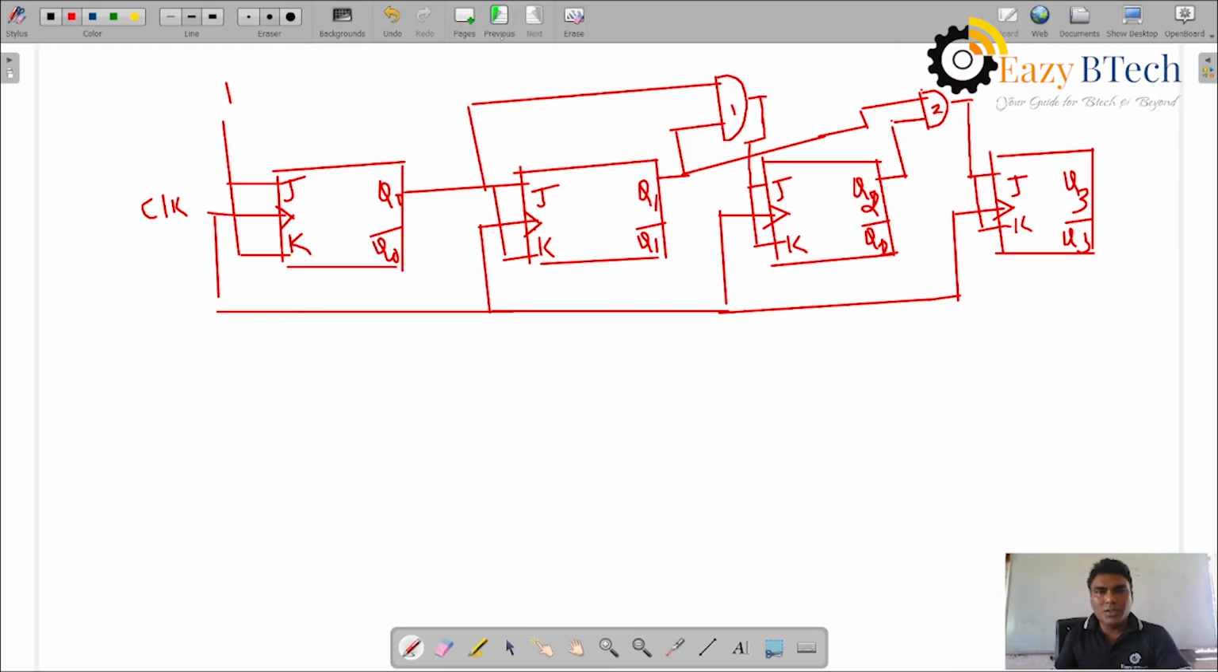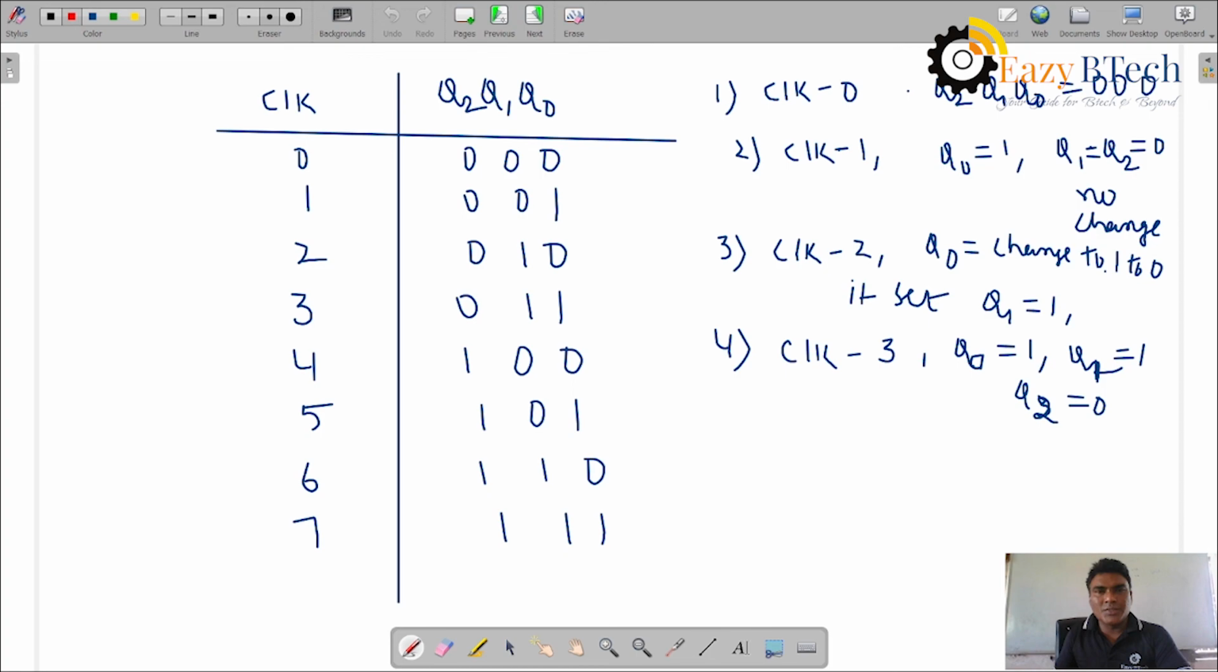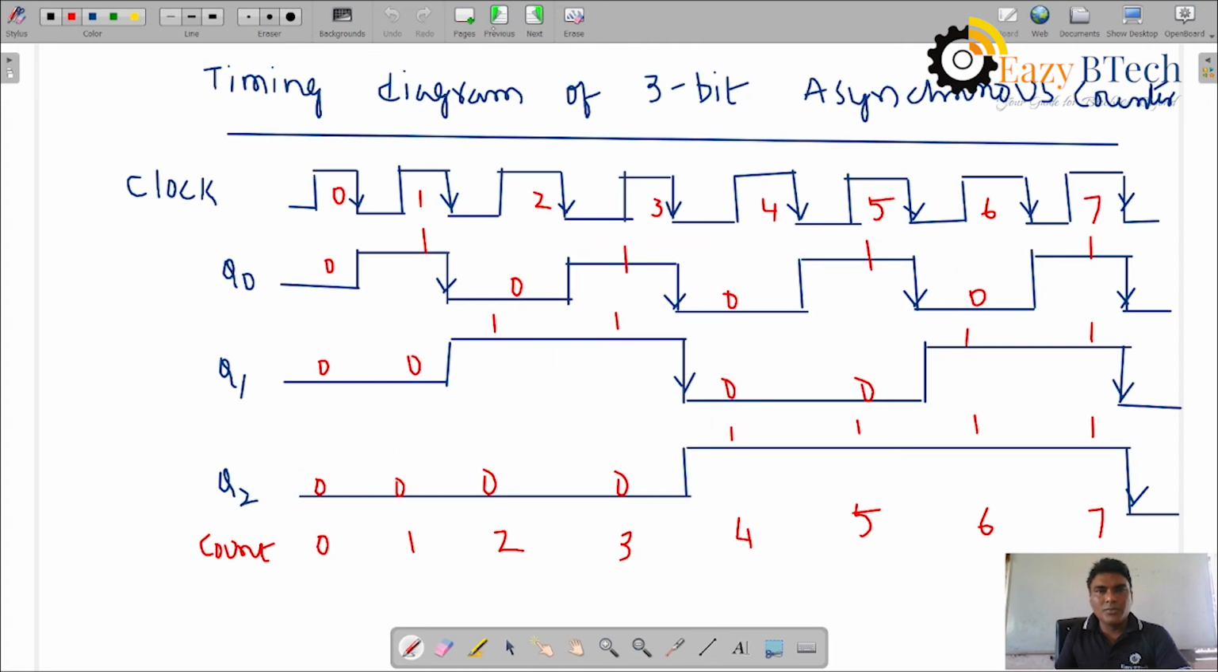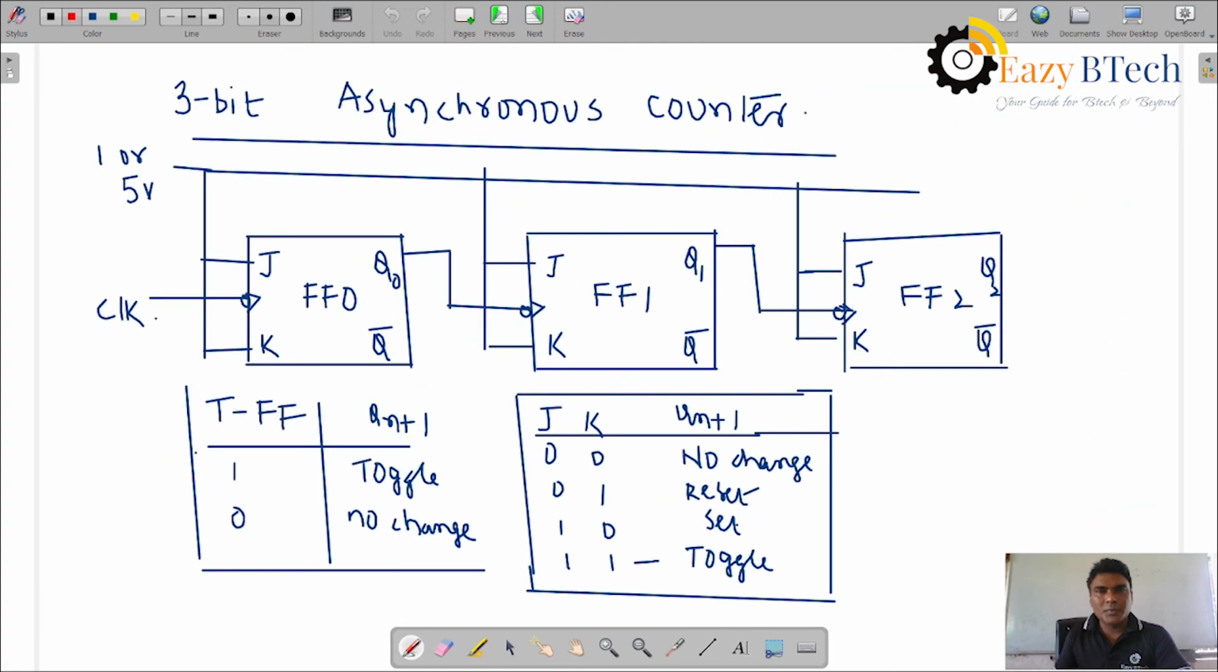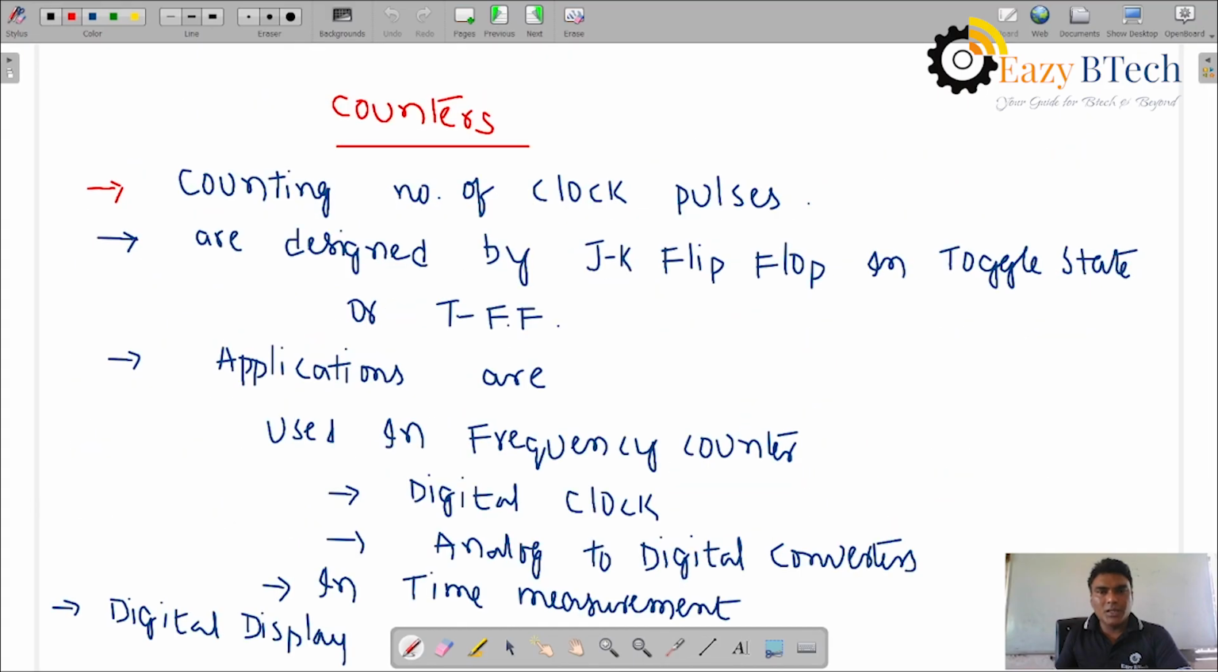So this is about asynchronous and synchronous counters, which are used in digital frequency counters, digital clocks, analog to digital converters, and timing measurement. All digital displays use counters.